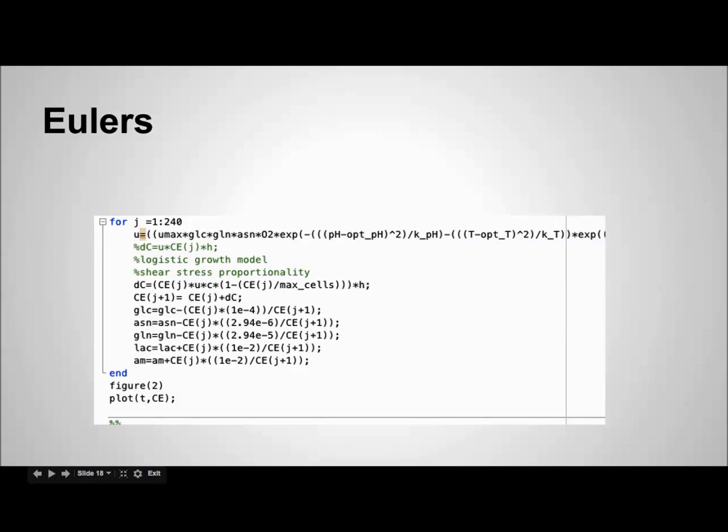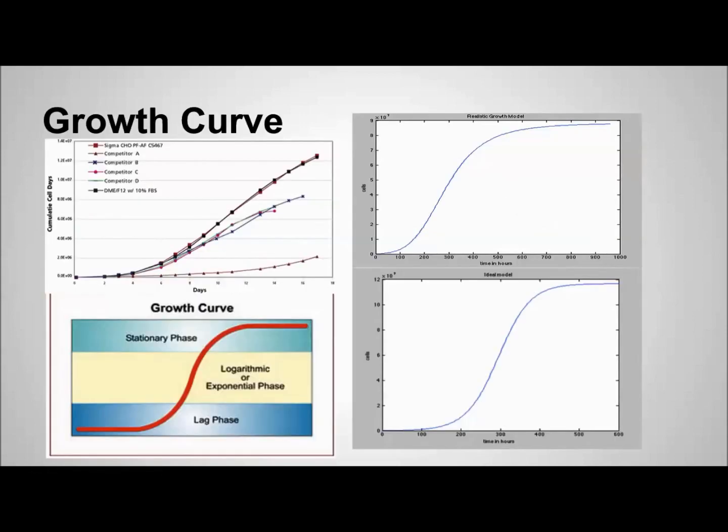Again, here's Euler's, which I'll go back to in our code once we get to the PowerPoint. And here's our growth curve. So we have a realistic model here. We have time in hours on the bottom. Now it's important to note that we have a relatively large bioreactor, so we're reaching confluency. That's the most dense your cells can get, around 550 hours in the realistic model.